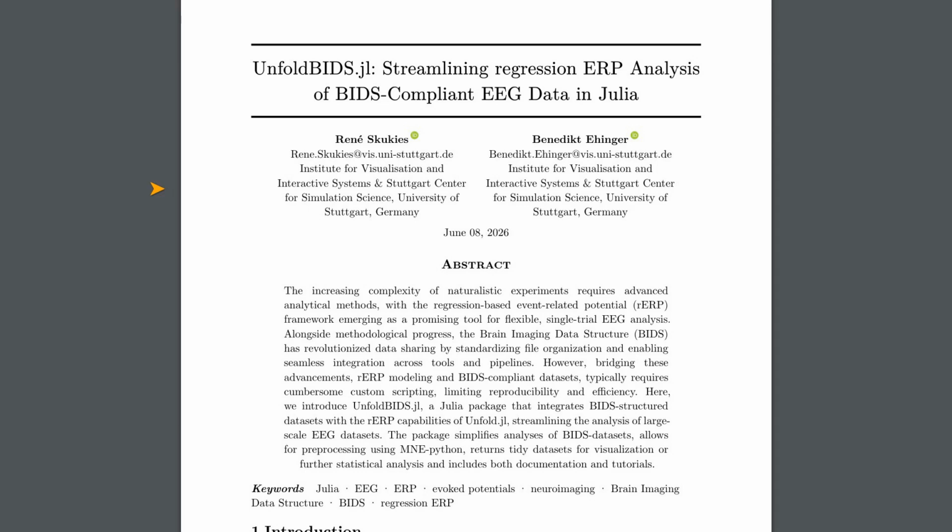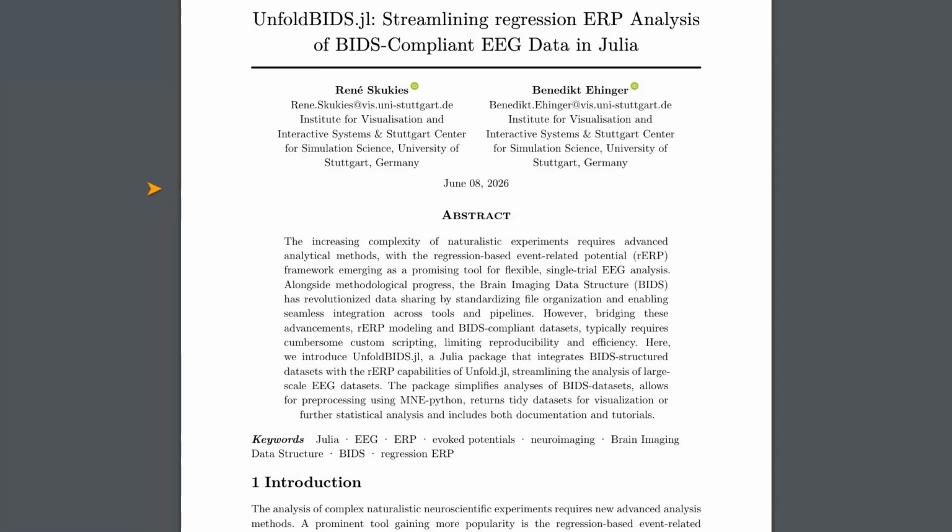But connecting them used to be a bit of a headache. Researchers often had to write complicated custom code to get their BIDS-organized data into the rERP analysis tools. This took a lot of time, was prone to mistakes, and made it harder for science to be repeatable. That's where the project we're talking about today comes in. They've created something called UnfoldBIDS.jl. Think of it as a bridge builder.